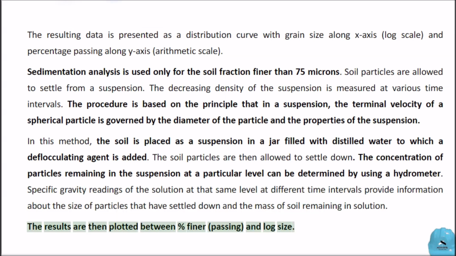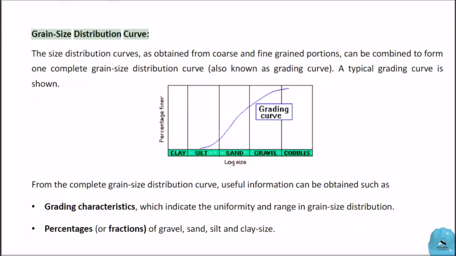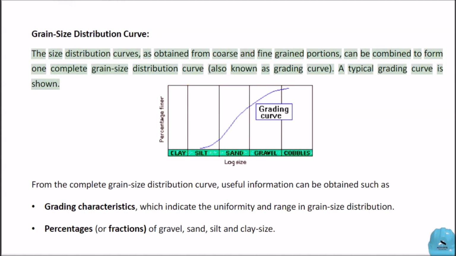The results are then plotted between % finer, passing, and log size. Grain size distribution curve. The size distribution curves, as obtained from coarse and fine-grained portions, can be combined to form one complete grain size distribution curve, also known as grading curve. A typical grading curve is shown.